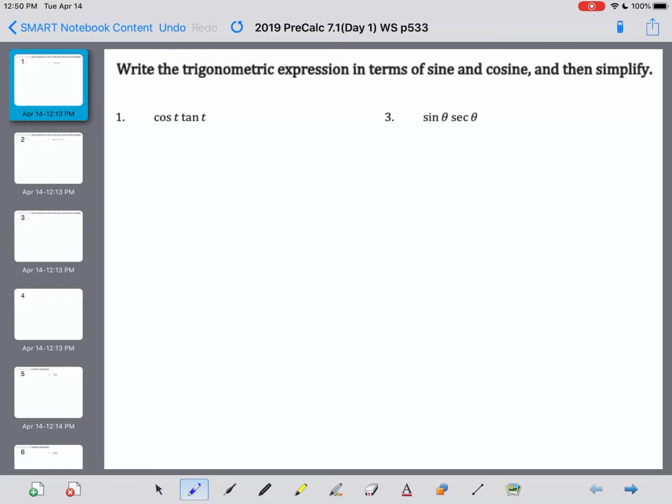And starting with numbers 1 and 3, write the trig expression in terms of sine and cosine. So basically, we're going to leave the cosine t as it is, and then rewrite tangent as sine of t over cosine of t. Just the definition of tangent in terms of sine and cosine. We're multiplying, so these tops and bottoms can cancel to 1, so we're left with just sine of t.